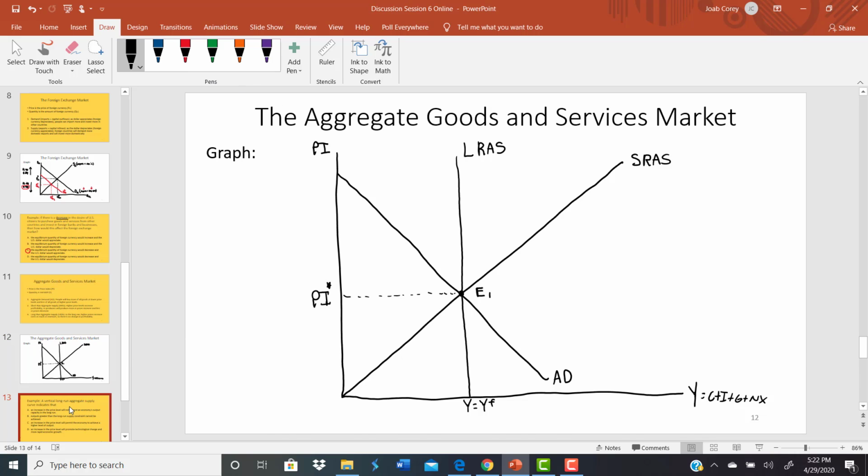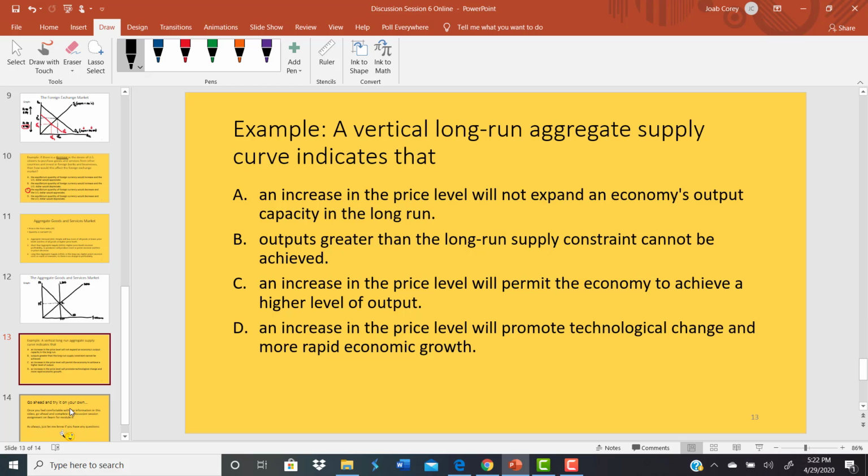So if you want to answer a question like this, a vertical long run aggregate supply curve indicates that. And the answer you're looking for here is that an increase in the price level will not expand an economy's output capacity in the long run.